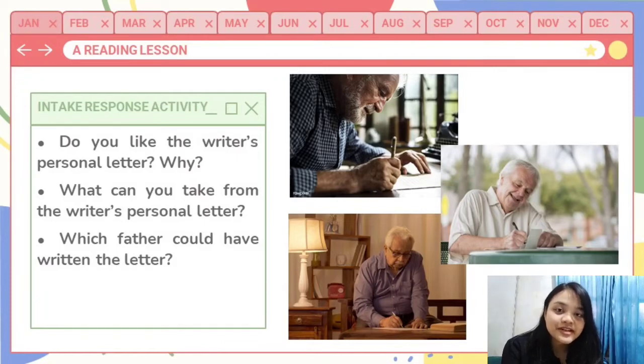After that, I will provide some pictures for the students. The pictures are about a father who is writing a letter, and I will ask which father could have written the personal letter that they have read. So they will share their ideas together in the class.